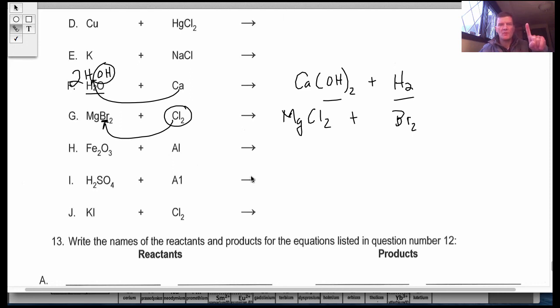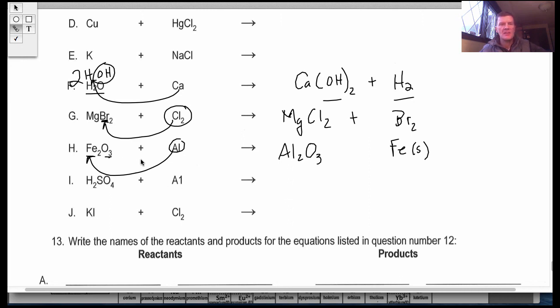Let's do one more. Sorry, one more, okay? Here we have iron 3 oxide. Iron 3 oxide, the aluminum is going to kick out the iron in this case, and now iron is going to be by itself. Okay? And the aluminum oxide, I need to make the correct formula for aluminum oxide. Aluminum is a +3, oxygen is a -2. So we're going to have Al2O3, just like that. Okay?